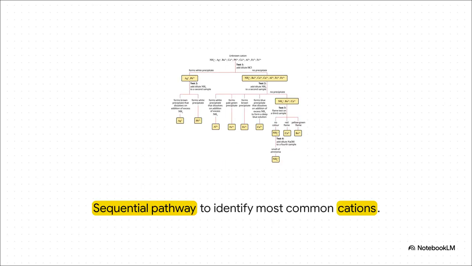But what if we need to be a bit more systematic? That's where scientists use a logical flowchart of precipitation reactions to hunt down unknown cations. It's essentially a process of elimination. We might start by adding a chemical like dilute hydrochloric acid. If a white solid, a precipitate, forms, we instantly know we've narrowed our suspects down to silver or lead. If nothing happens, we just move down the chart, adding ammonia to trigger different, uniquely colored precipitates, like a pale green solid for iron or a deep blue solution for copper. It's a really brilliant step-by-step trap.